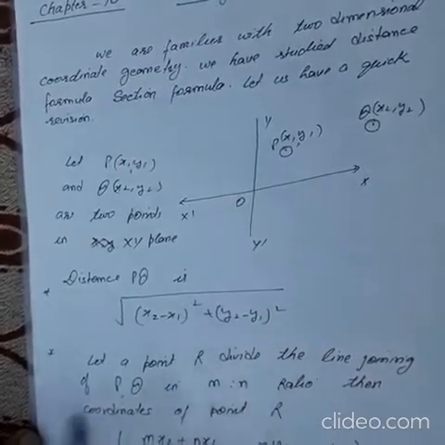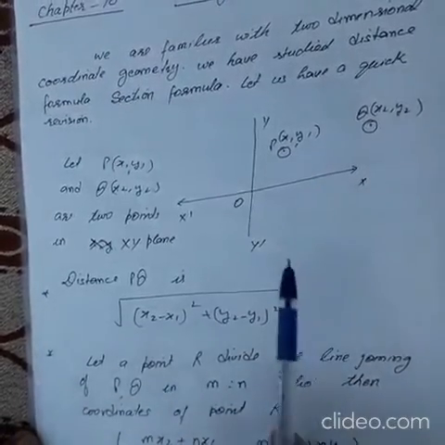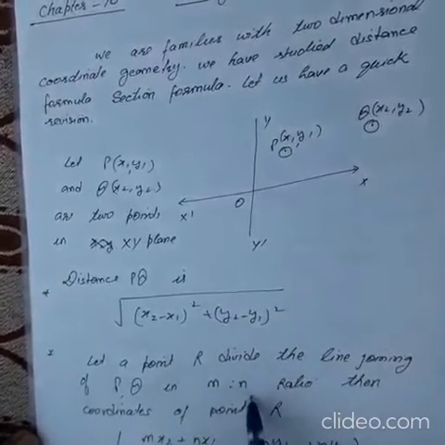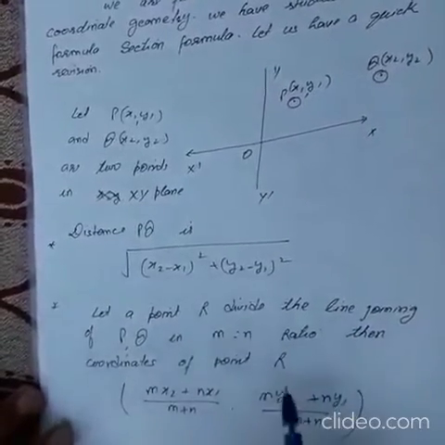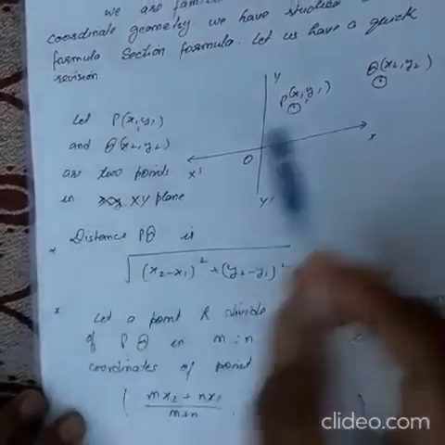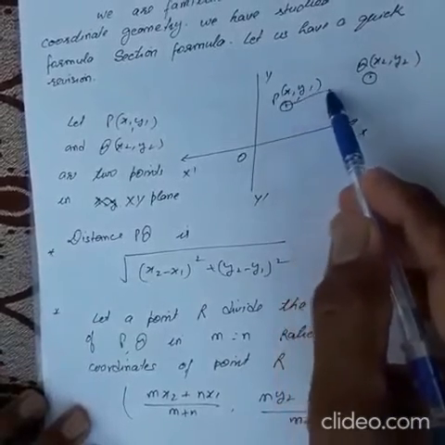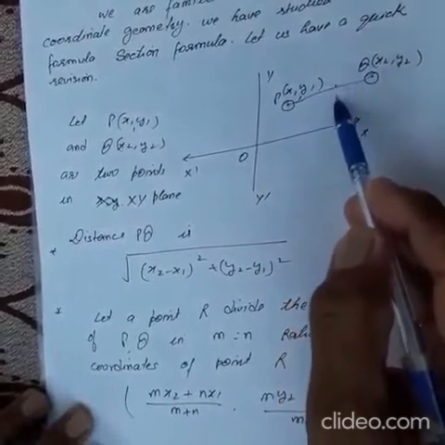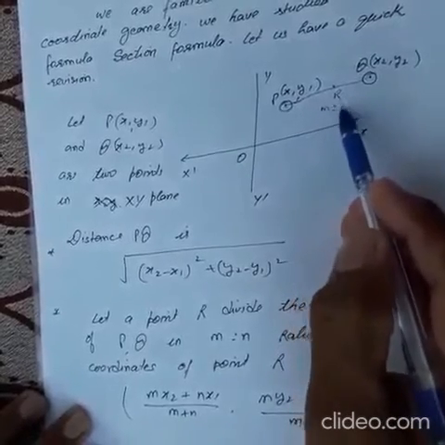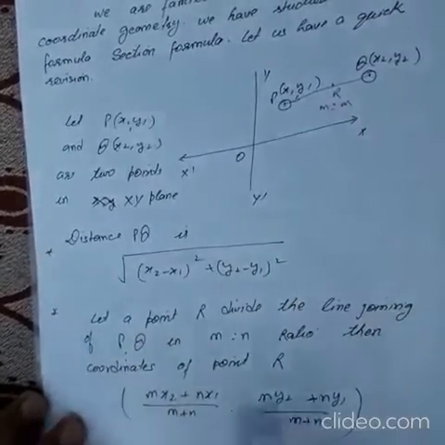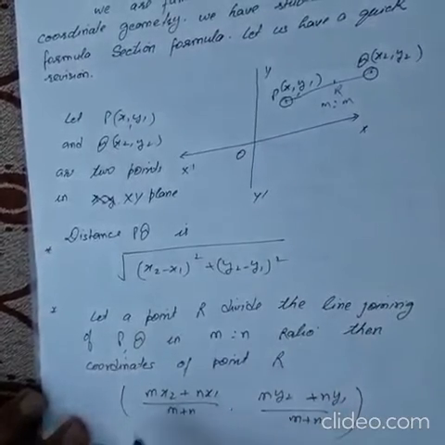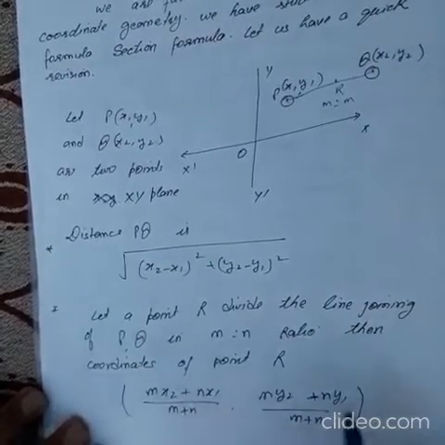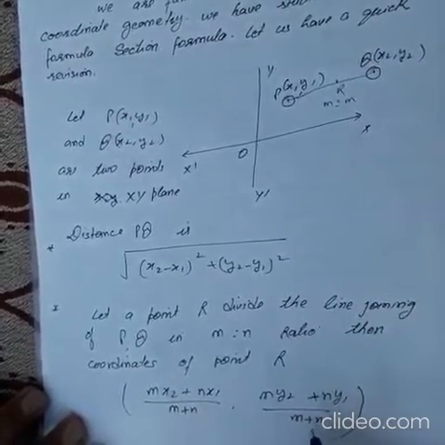Now second, let R divide the line joining PQ in the ratio m is to n. This is the section formula. Suppose there is a line joining PQ and R is another point which is dividing it in the ratio m is to n. Then using the section formula we can find the coordinates of point R. The formula is (mx2 plus nx1) upon (m plus n), (my2 plus ny1) upon (m plus n). So this is the section formula.